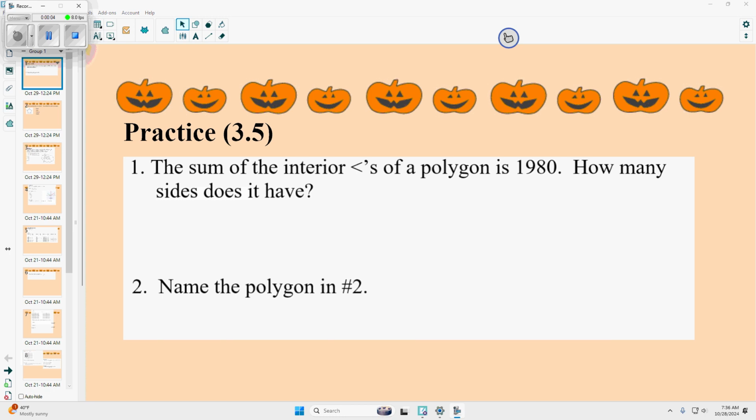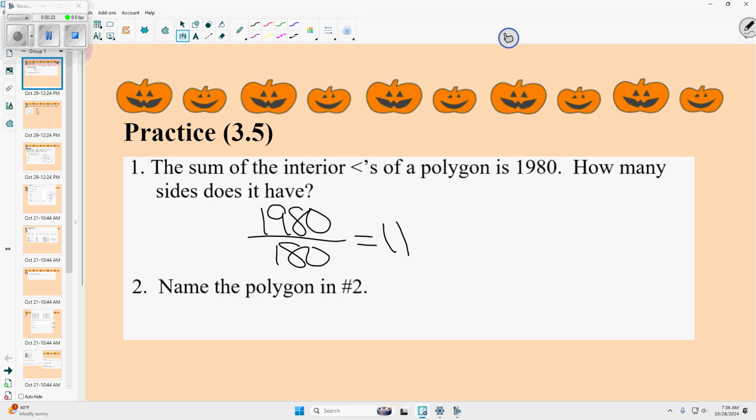All right. What do we have to do in number 1 to get how many sides it has if its sum is 1980? Divide by 180. Okay. Which is? Are we done? Why? Okay, why are we dividing by 180 and adding 2?